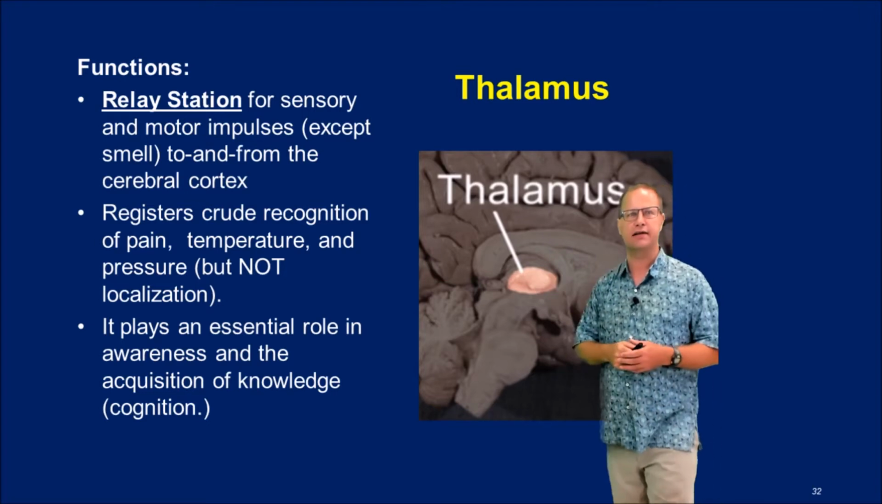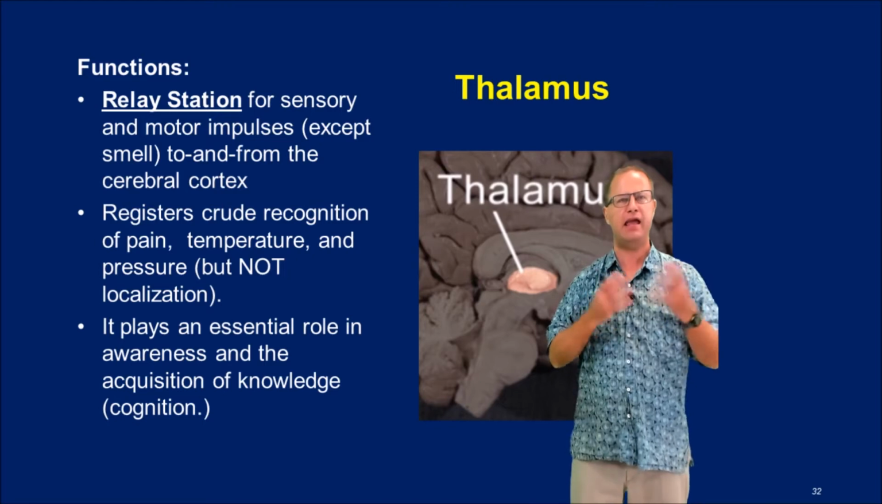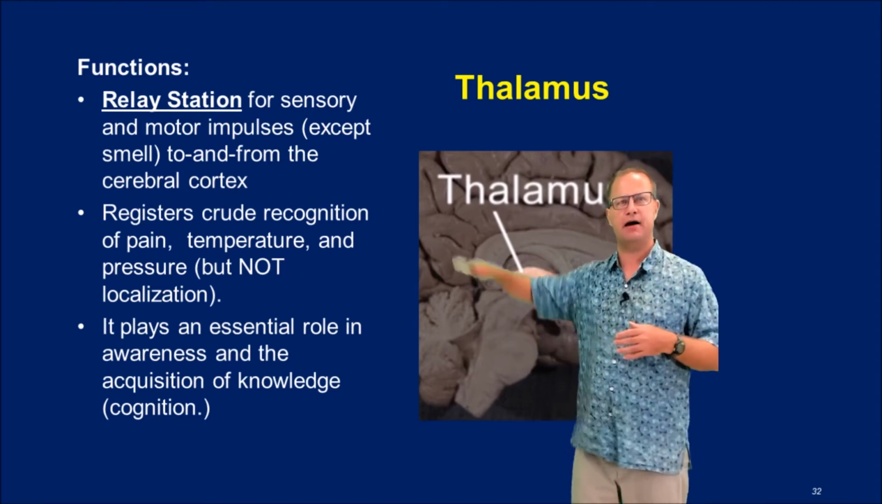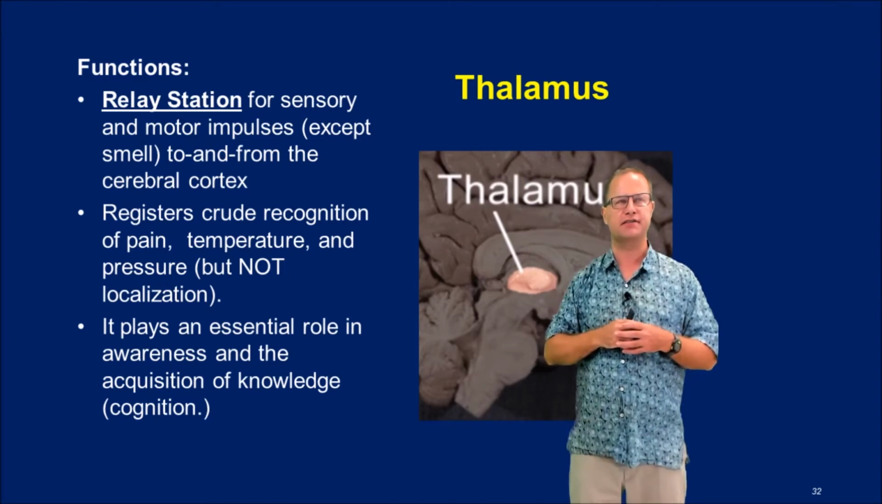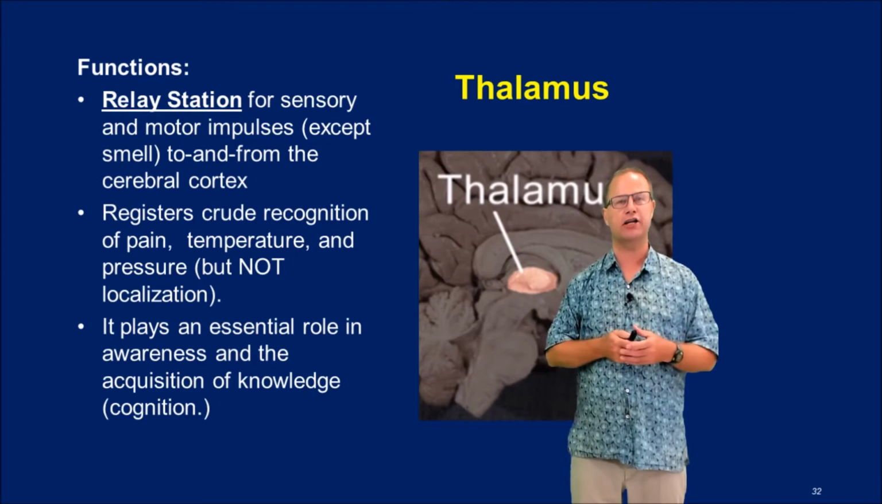Now, the thalamus also helps us to register a sort of crude recognition of pain and touch and things like that, but it doesn't help us to localize that to different areas of the body. That goes on up here in the cortex. And finally, we also think the thalamus plays an essential role in learning and cognition.